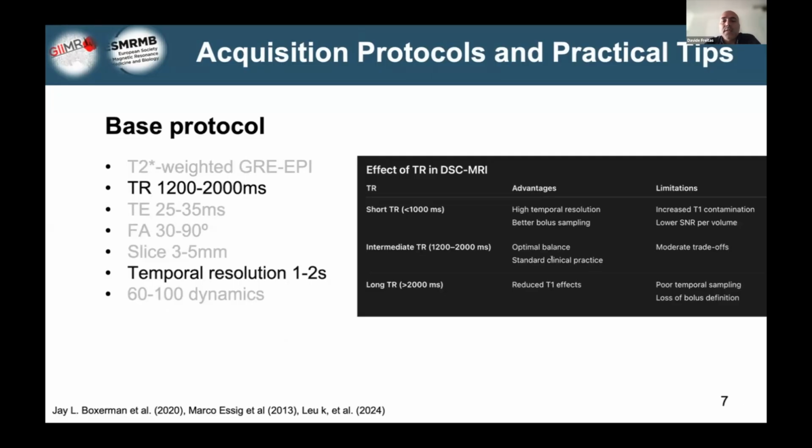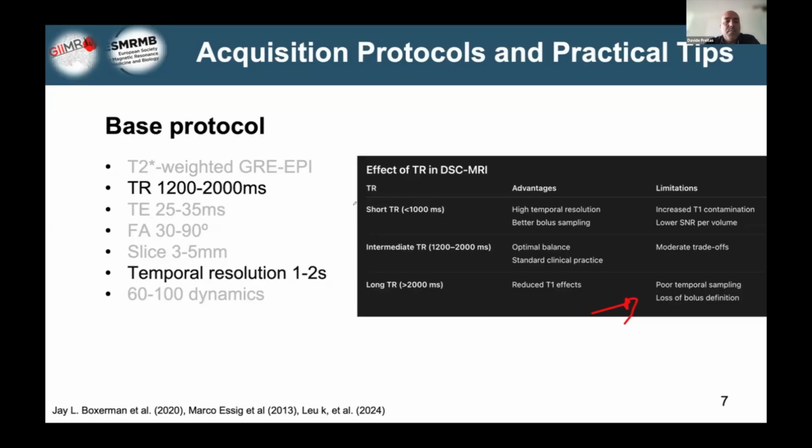This is a critical balance in the clinical setting. This acquisition must be fast enough to accurately sample the first pass of the contrast bolus, but not so fast that we excessively increase T1-related effects or compromise the signal stability. If the TR is too long, we lose temporal sampling, we risk missing the bolus, and we risk losing important hemodynamic information. A maximum TR of 2000 milliseconds provides a good balance between anatomical coverage and temporal resolution.